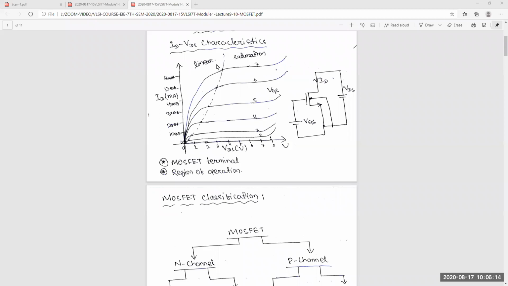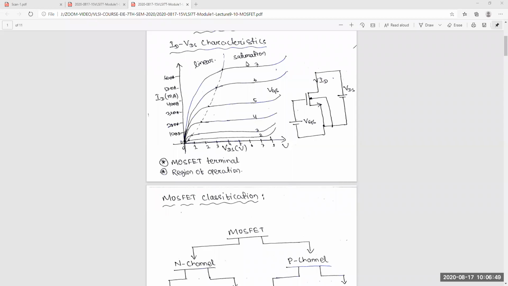This point is not the saturation point itself. Before that point, you can say it is the linear region, and after this point, it is called the saturation region. But in BJT, this region is called the active region. For BJT and MOSFET, different theories are there, and different people invented them. That's why this nomenclature is there.